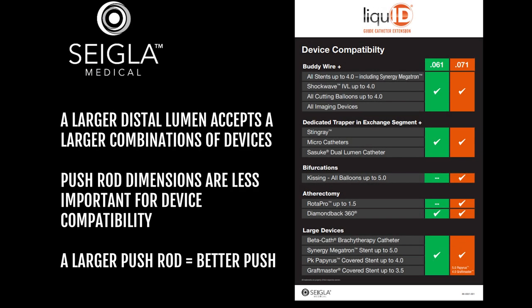In summary, this compatibility chart is based on actual experience and not on marketing materials. A larger lumen accepts a greater combination of devices. This chart shows exactly what fits in a Seigla 6 and 7 French device. This is not a simple graphic trying to market meaningless dimensions. This chart provides clinical utility, and we hope that we have illustrated through this presentation that push rod dimensions are less important than what fits.